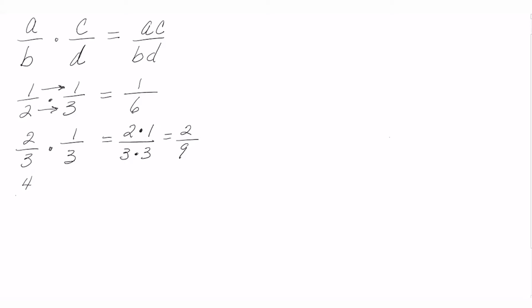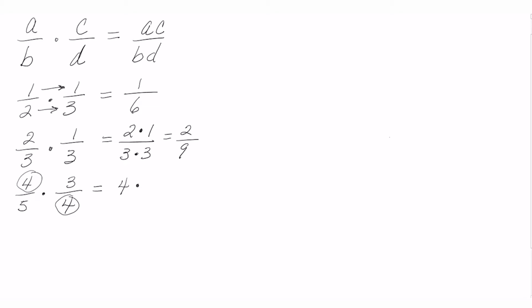Okay, well, let's try another one. So if we did 4/5 times 3/4, now we could just go top times top over bottom times bottom, but I want you to notice that we have a common factor on the top or numerator of the first fraction and the denominator of the second fraction. So these are actually the same value. Well, these values will cancel out. In other words, they will divide out. So let me show you how we would do that.